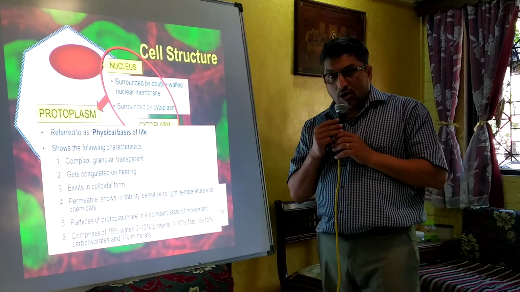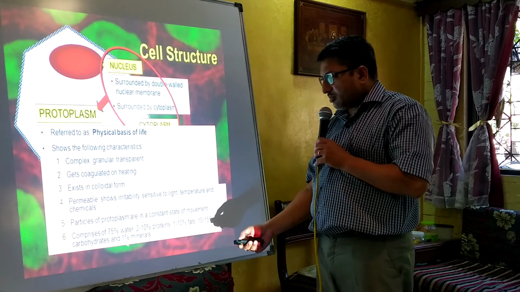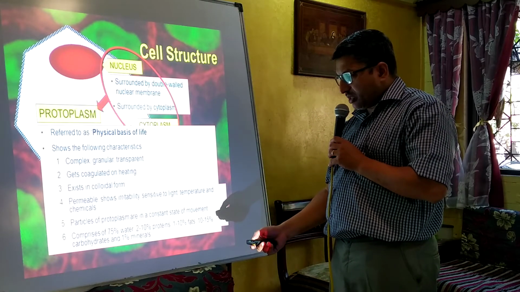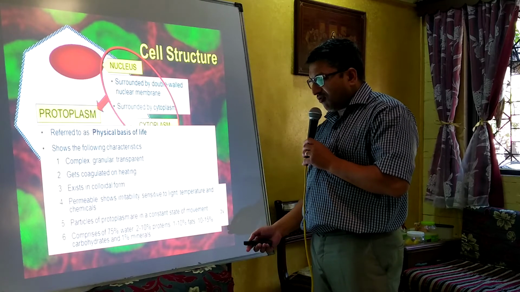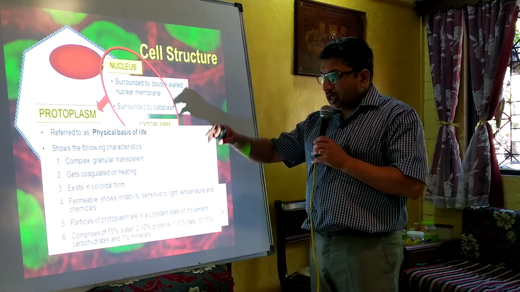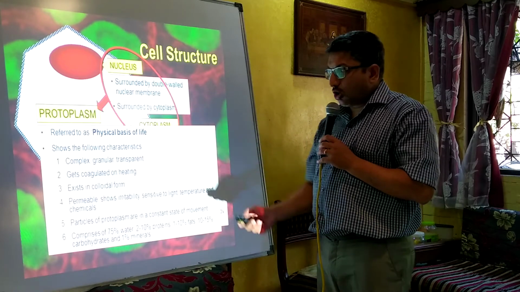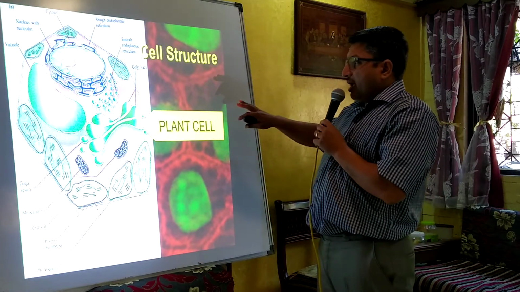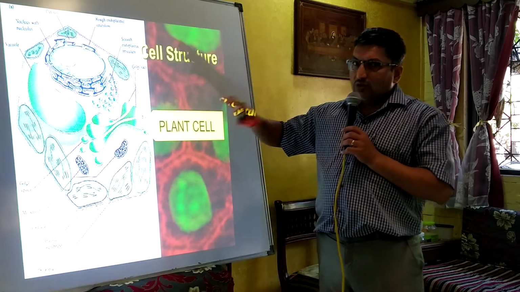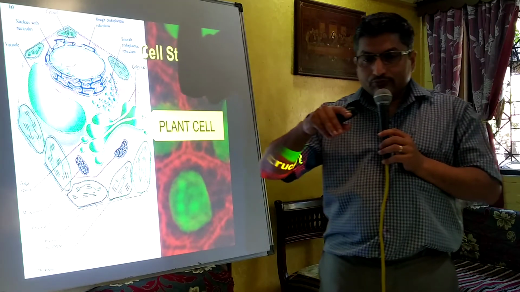And as for protoplasm composition, we see it is made up of water, that is 75% water, 2 to 10% proteins, and so on and so forth. So this is what protoplasm is all about. Now we will study a plant cell. So first we look at the plant cell.